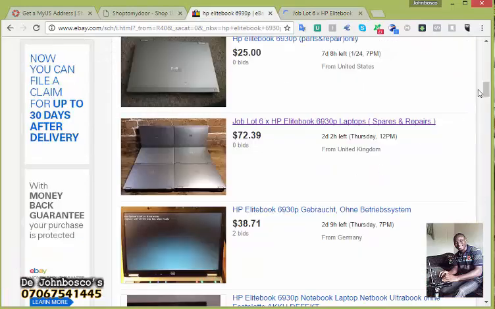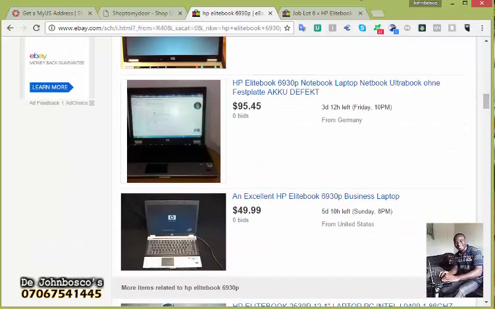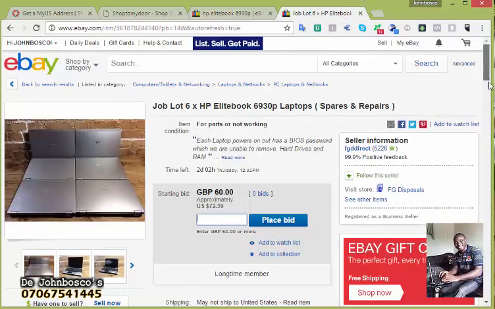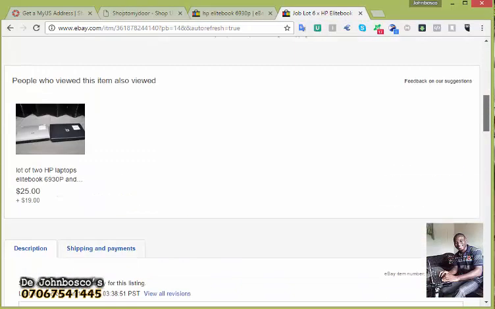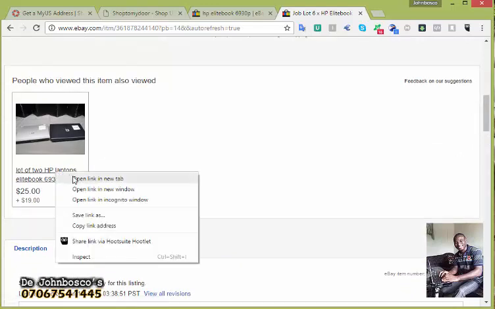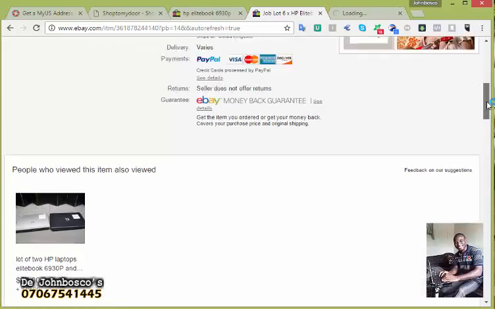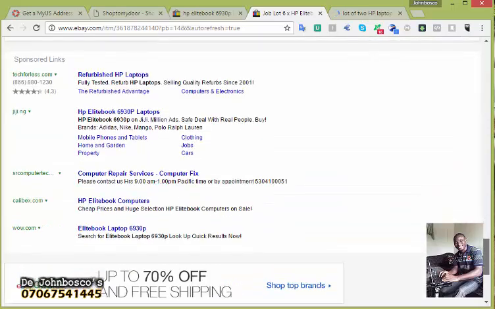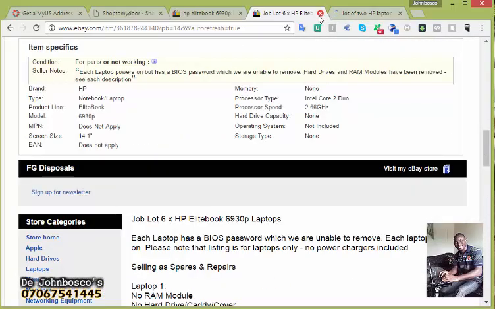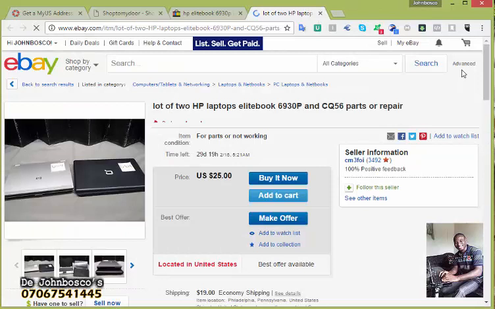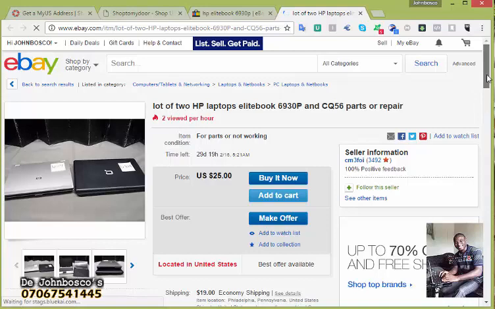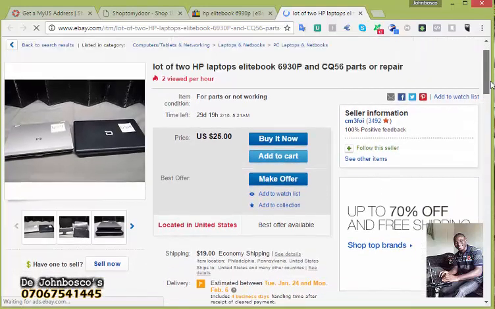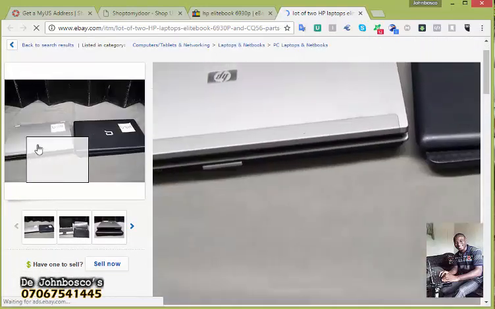In this case, we have an Allies book and we have an HP Compact. But if you look clearly, even without reading the description, you will notice that on the black one, the Compact, the screen is shifted, it's tilted, which means it has a problem there. But it said for parts or not working. So if you are someone who repairs laptops, you don't have a problem with this. One or two things may still be useful inside.